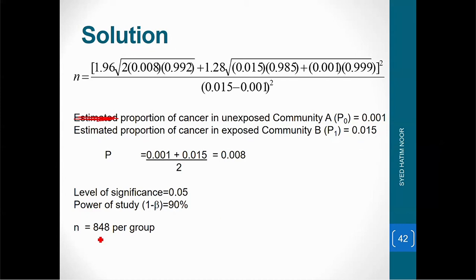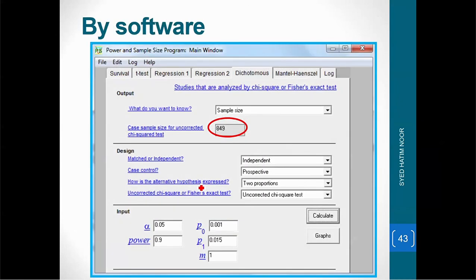So calculate the sample size, you get 8 for 8 per group. Then we put it in the software. In the software we got 8 for 9. Not much different, only one different. So 8 for 9. That is the calculation for the prospective cohort. Actually, it's not much different.